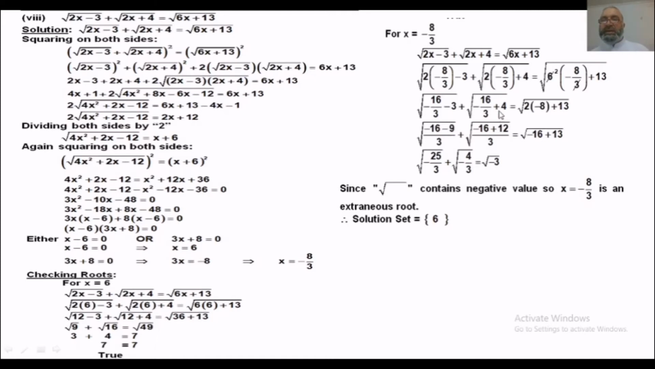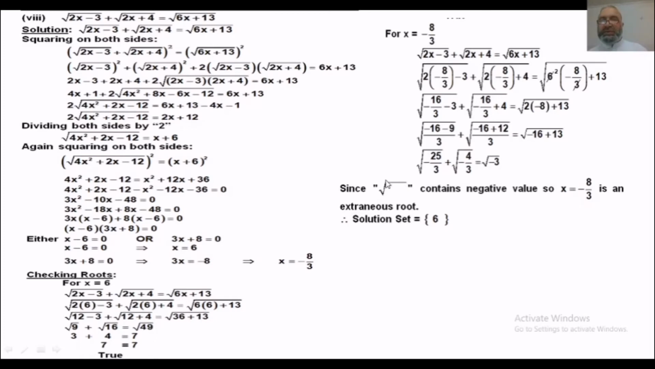Plus similarly, here 3 is the LCM. So minus 16 and 3 4 is 12, plus 12. Next, minus 16 minus 9 is minus 25 by 3. And it becomes minus 16 plus 12, minus 4 by 3, is equal to, on the right side, minus 16 plus 13 becomes minus 3 under root. So the square root of a negative number is not possible.